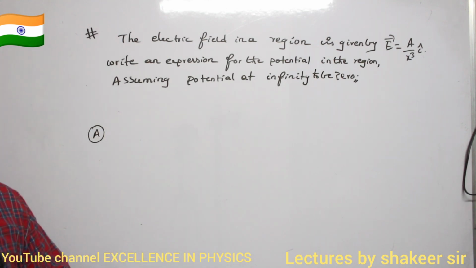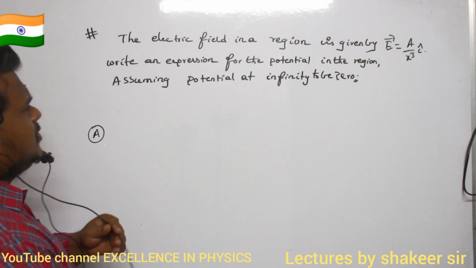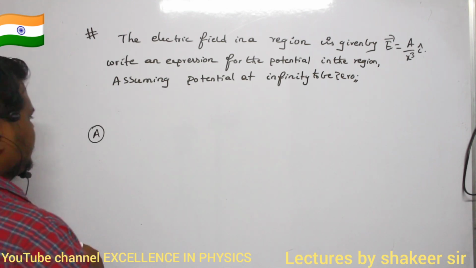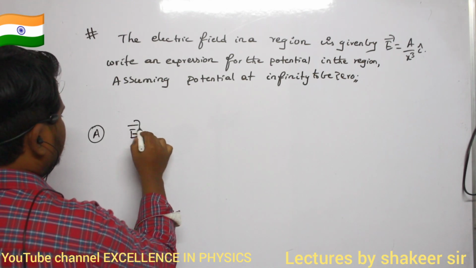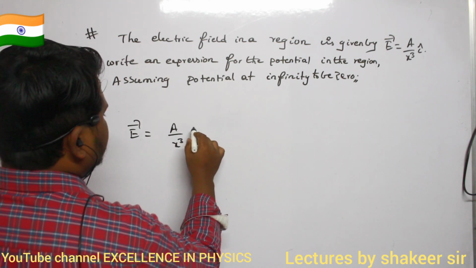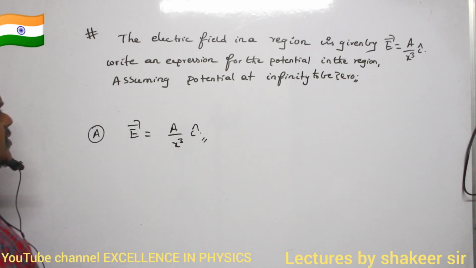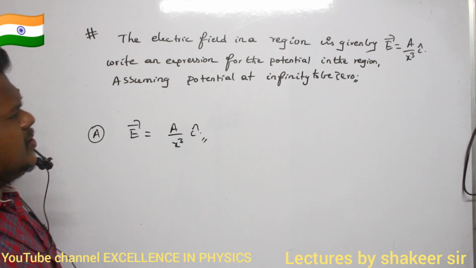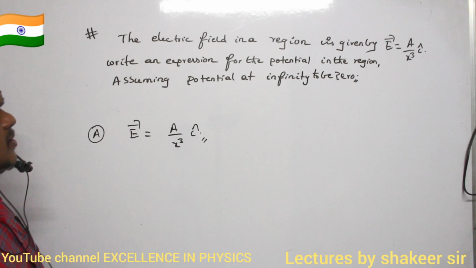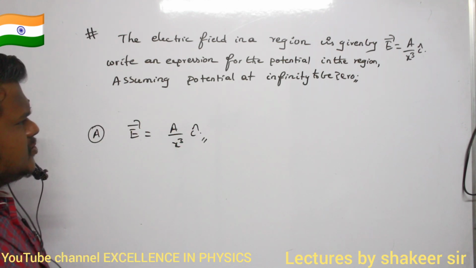See, the electric field in a region is given. What is the E value? E vector is equal to A divided by x cube i cap. That is the value which is given. We need to write the expression for potential in the region, assuming potential at infinity to be 0.